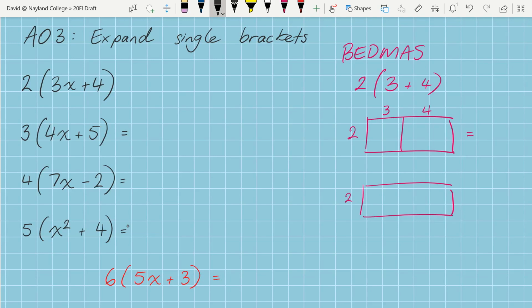Before we look at the algebra of this question, I just want to go back and talk a little bit about arithmetic to make sure we understand what the purpose of the brackets is. The brackets serve to keep information together that needs to be kept together and keep information away from other information that needs to be kept away from other information. Let's look at this question here as an example.